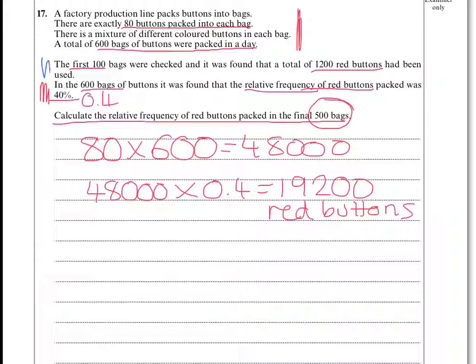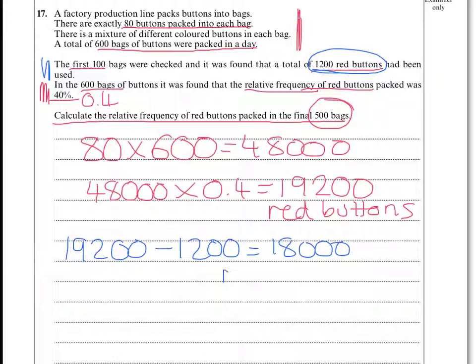Now, let's go on to this sentence here. So it tells us that in the first 100 bags, we found this many red buttons. So if I do 19,200, subtract 1,200, that gives me 18,000. That's the red buttons in 500 remaining bags.